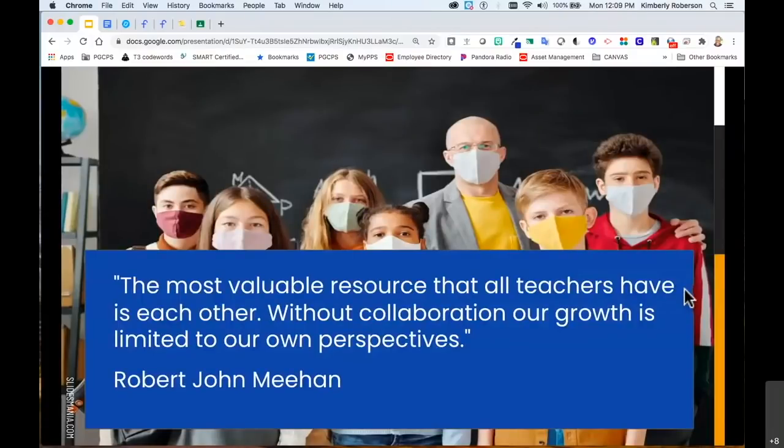Remember, you are the most invaluable resource in this process because you are learning from your experiences every day and collaborating with other educators all the time.